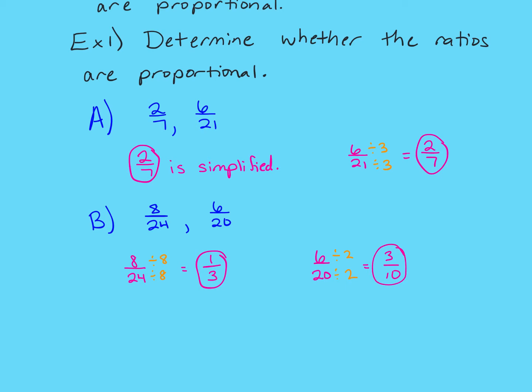1/3 and 3/10 are not equivalent. So we would say no, B part is not proportional. And I should have said that yes, A part is proportional because it had equivalent fractions, but B part is not because the fractions are not equivalent.